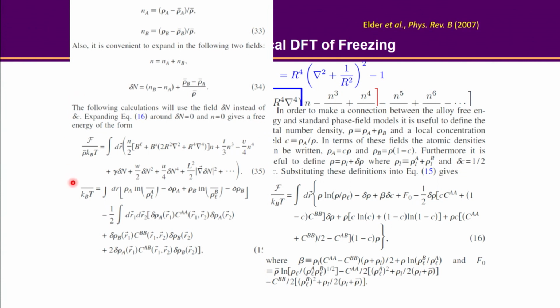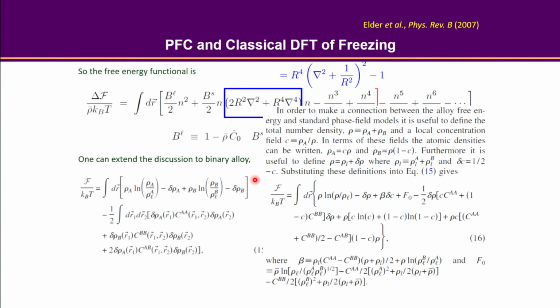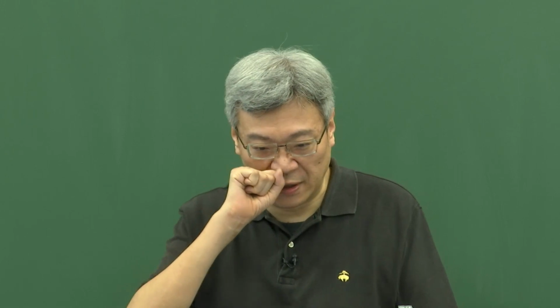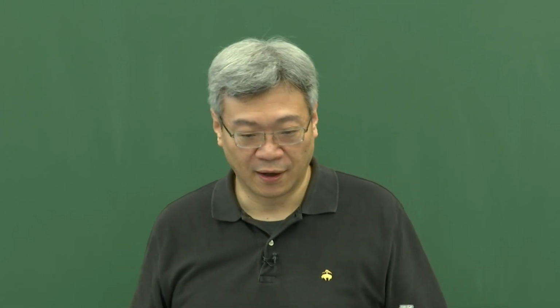So just for your reference, if you are interested in modeling a binary system with all the knowledge that I share with you, you can simply start with the density functional theory of two materials and carry out all the expansion. But I would suggest you read through Professor Elder's paper if you are interested in modeling a binary alloy. Okay? So just one more comment on this PFC and classical density functional theory.